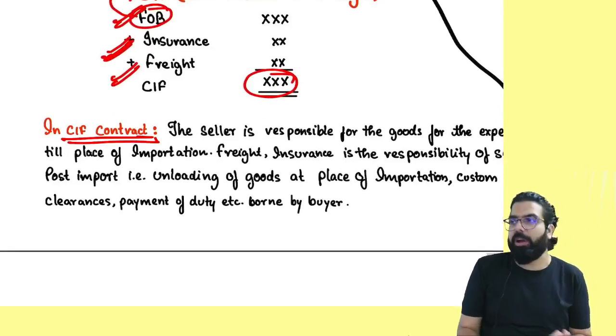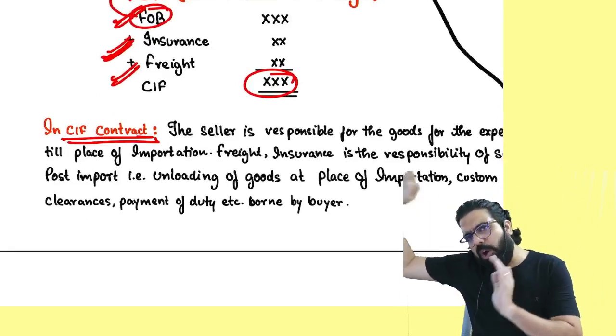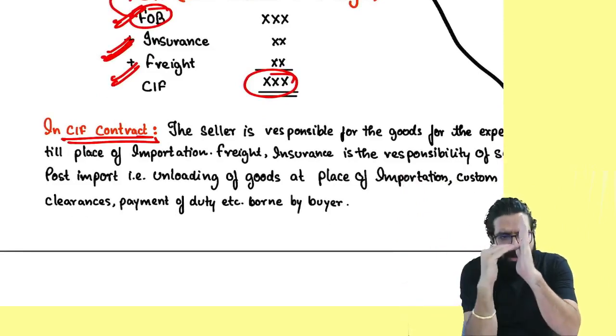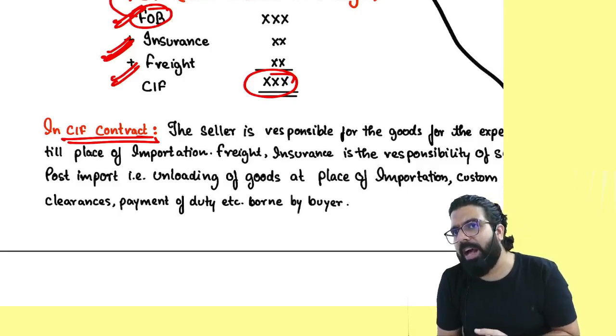What is CIF contract, everyone? If I do a CIF contract with you, all the expenses from your factory till the goods reach the Indian port, all the expenses will be borne by you. That is known as CIF.